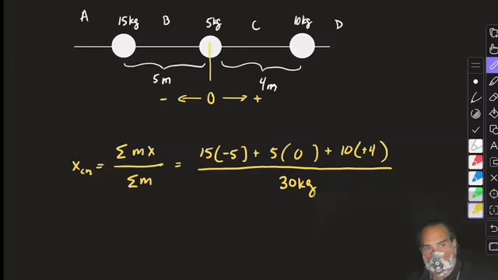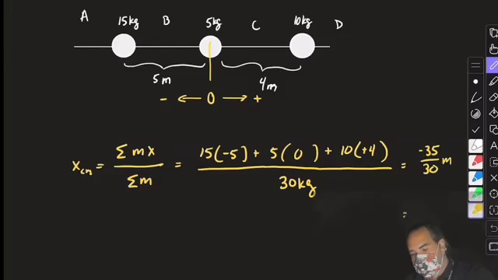5 times 15, 75. 10 times 4, 40. So -75 and 40, -35. So my answer is -35 over 30. This is meter kilograms divided by kilograms, so my answer is in meters.